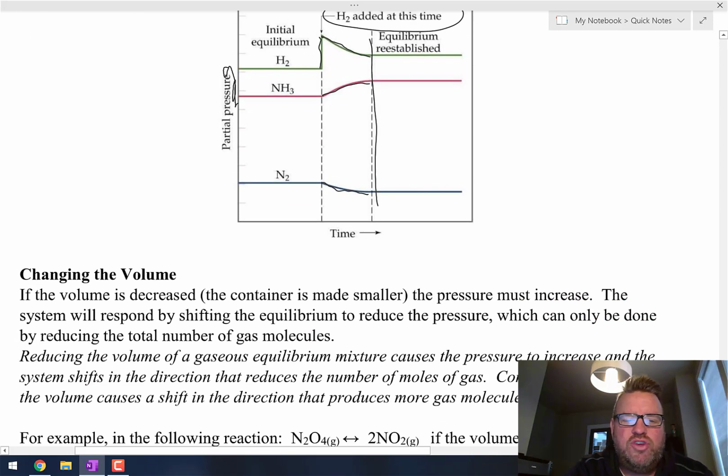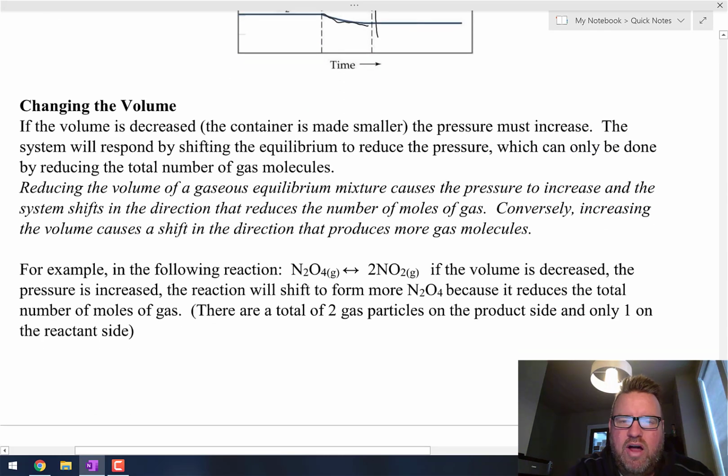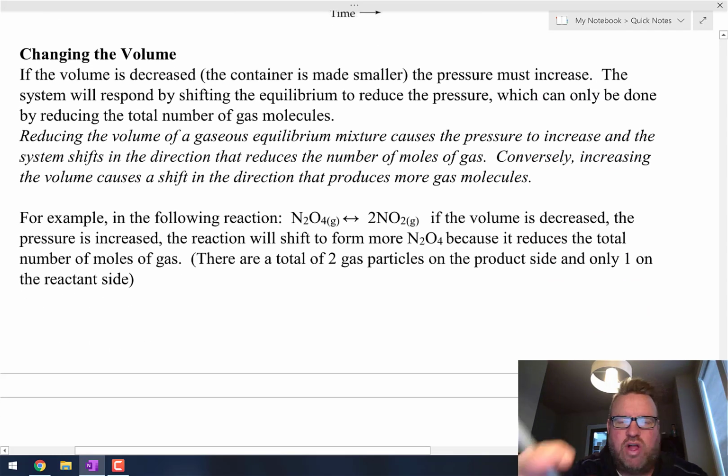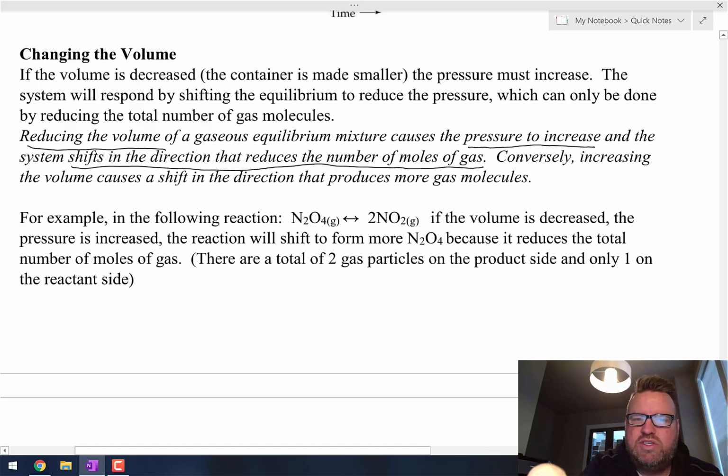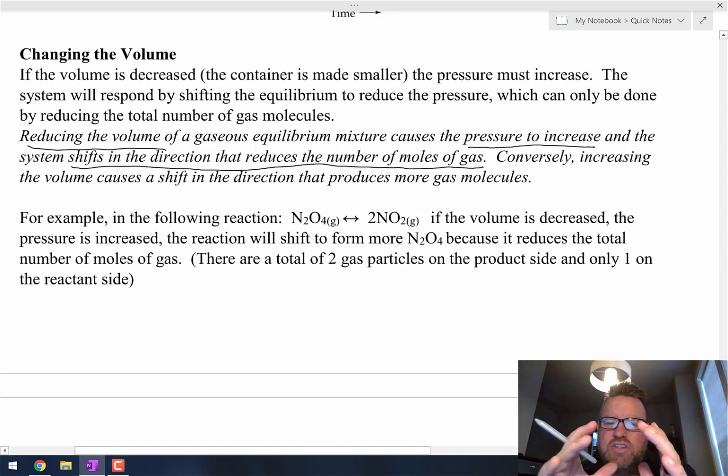What if you change the volume of an equilibrium mixture? Let's say you make the container smaller. Well, if you do that, the reaction is going to shift to the side with the fewest number of gas molecules. Reducing the volume causes the pressure to increase, and the system shifts in the direction that reduces the number of moles of gas. And obviously the opposite is also true.